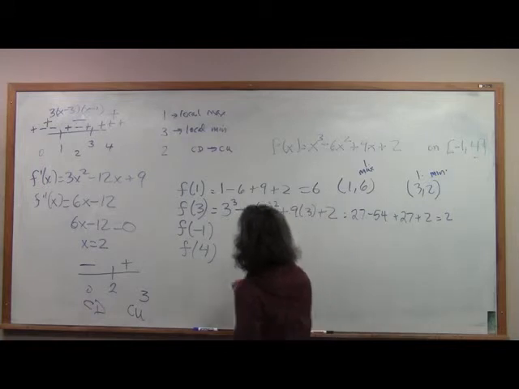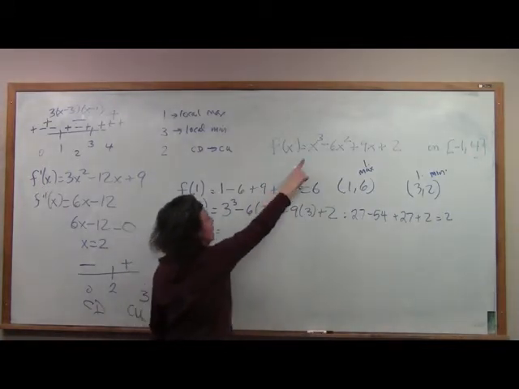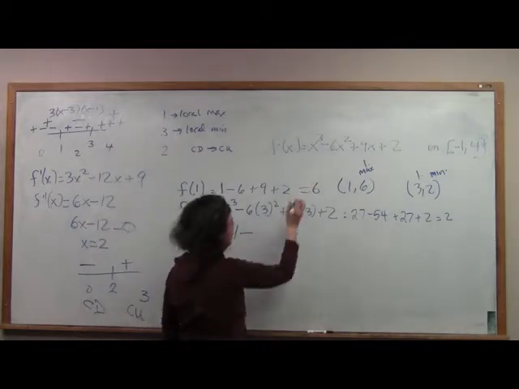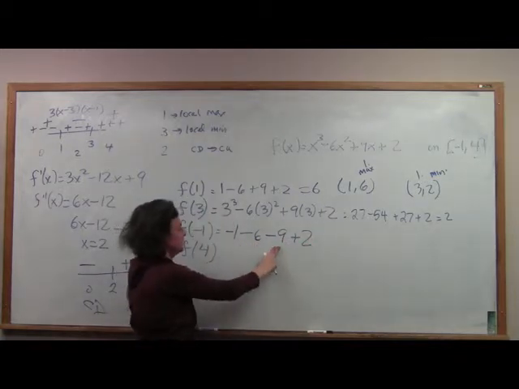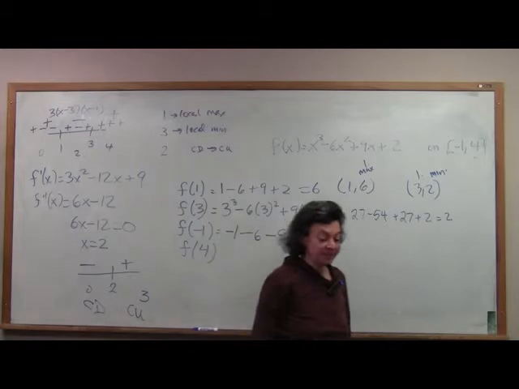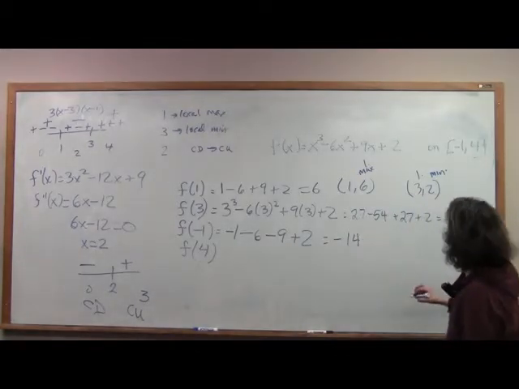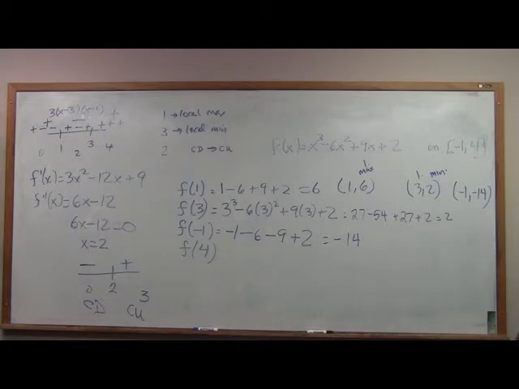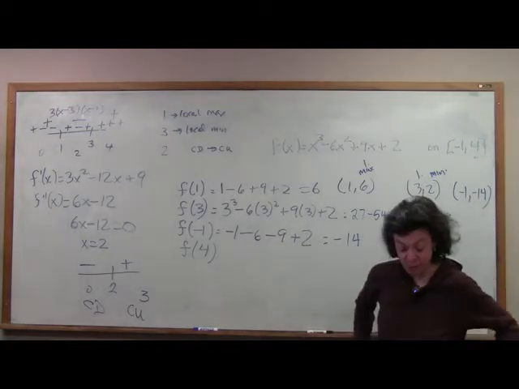Now let's see what happens at -1. Well, if I plug -1 in, what do I have? Well, you cube it, you get -1. Then we get -6, -9, plus 2. So what, -16 plus 2 is -14. So I also have the ordered pair (-1, -14). Looking pretty small here.